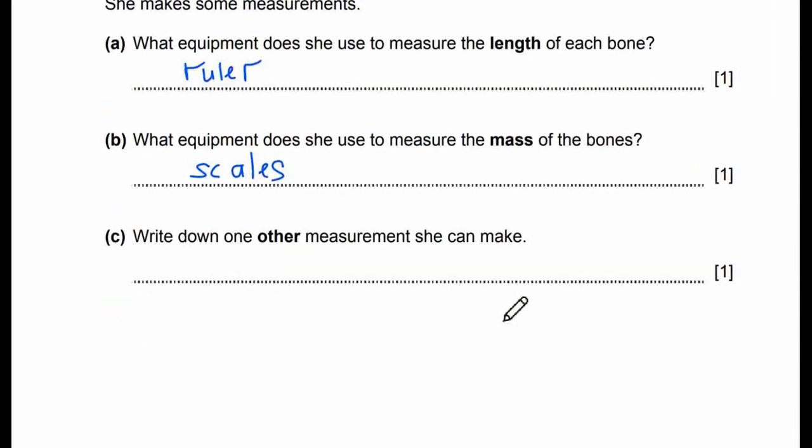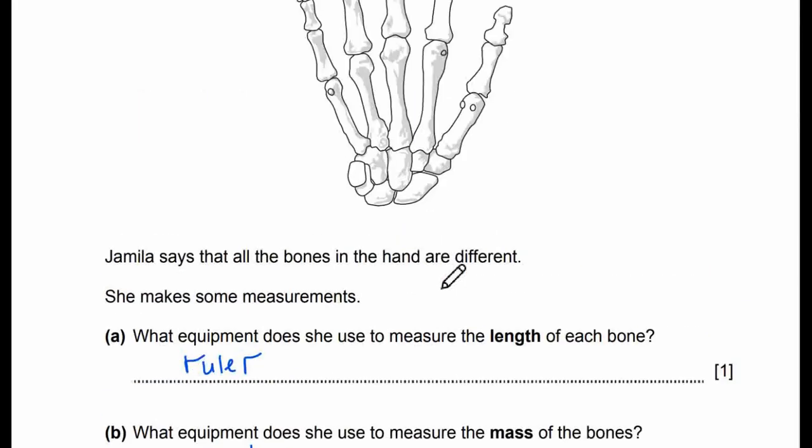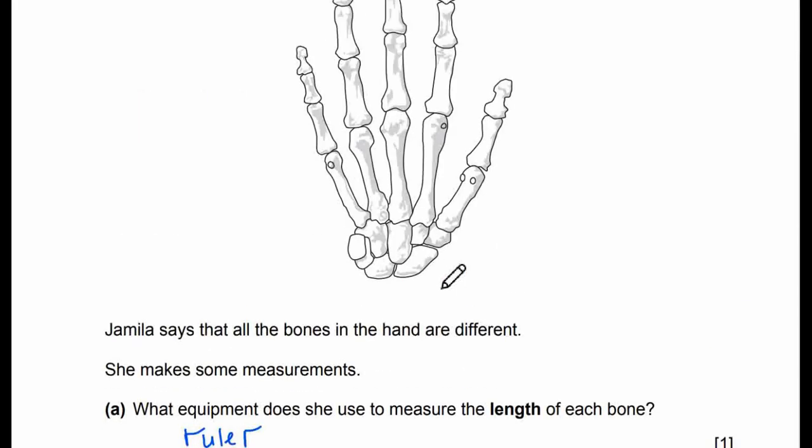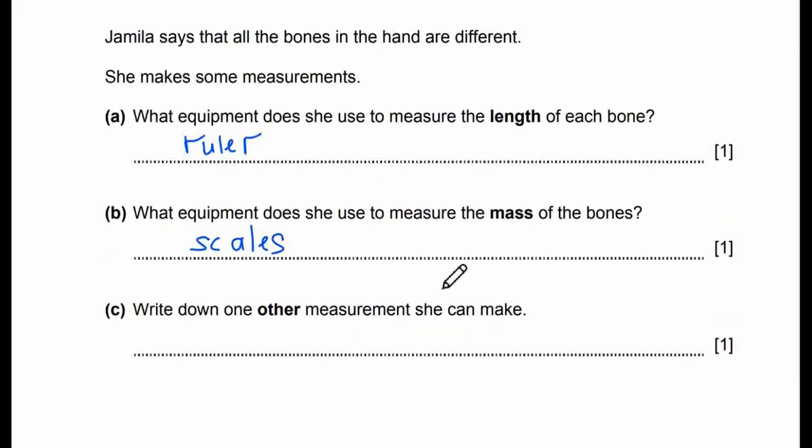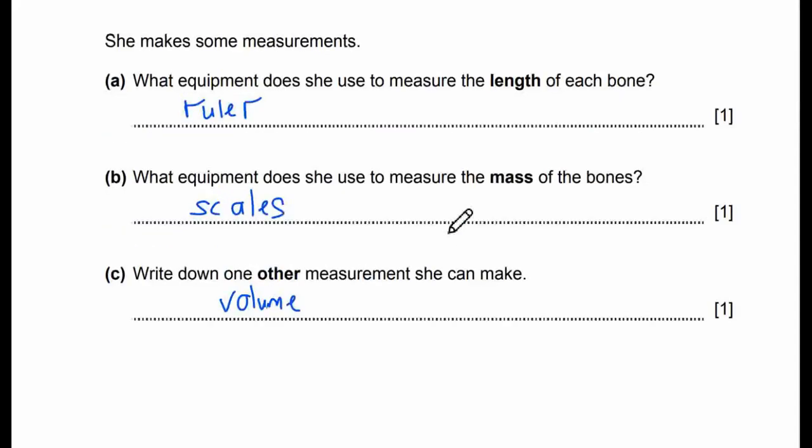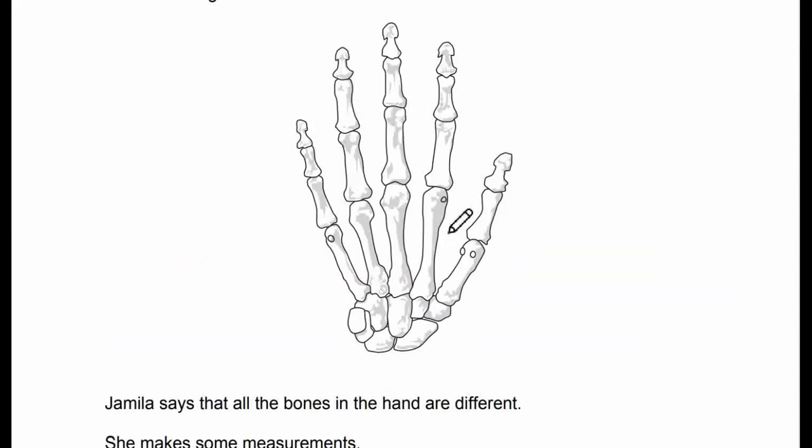Now write down one other measurement she can make. It will be the volume of the bone. These answers may vary. You can also measure the hardness of the bone.